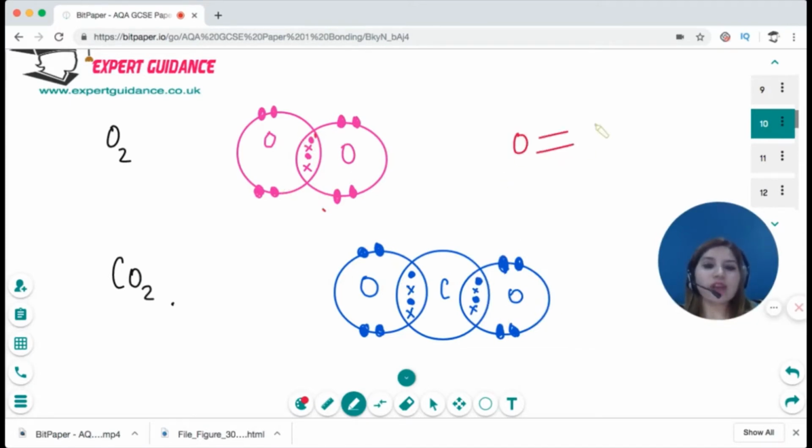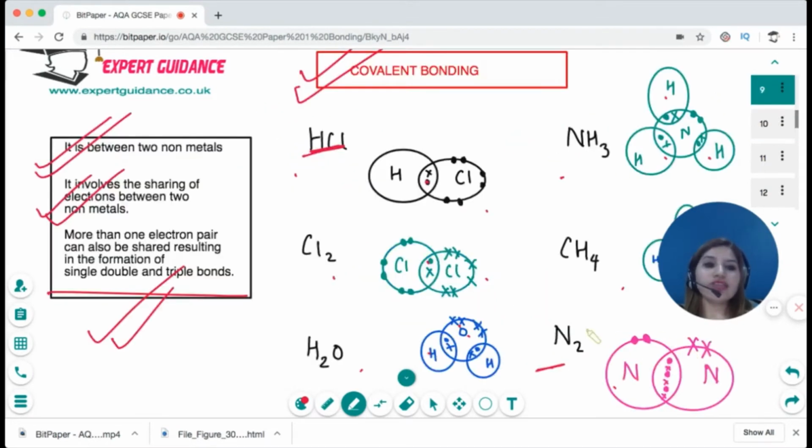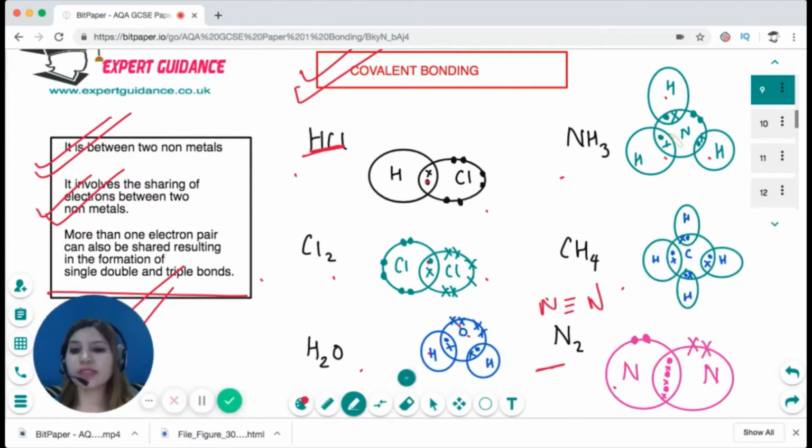So oxygen is a double bond. Carbon and oxygen is a double bond. Nitrogen and nitrogen is a triple bond. Okay, so I hope these dot and crosses are clear to you. Please make sure you understand them because they are often asked in the exam.